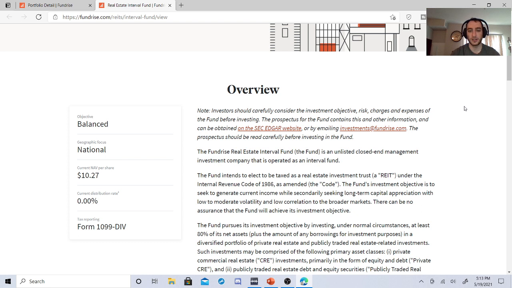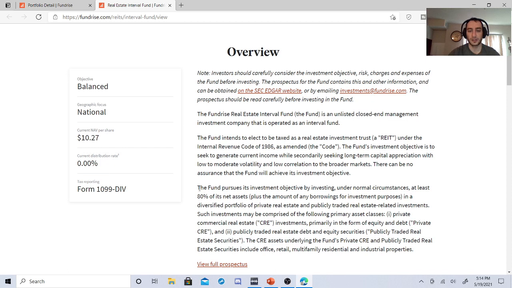This fund intends to elect to be taxed as a real estate investment trust under the Internal Revenue Code of 1986. This fund pursues its investment objective by investing, under normal circumstances, at least 80% of its net assets in a diversified portfolio of private real estate and publicly traded real estate investments.